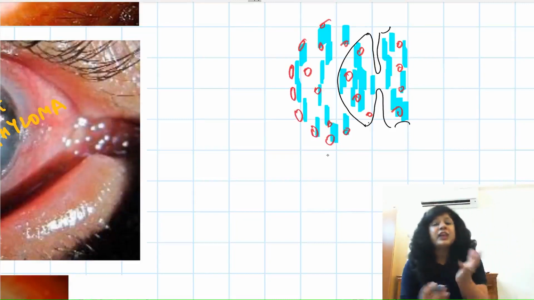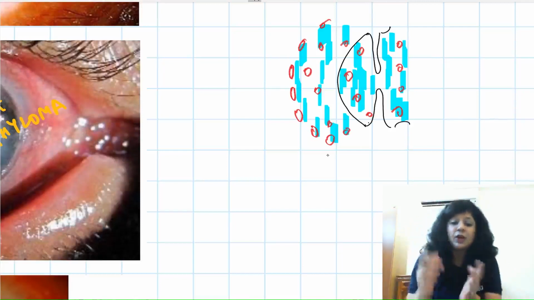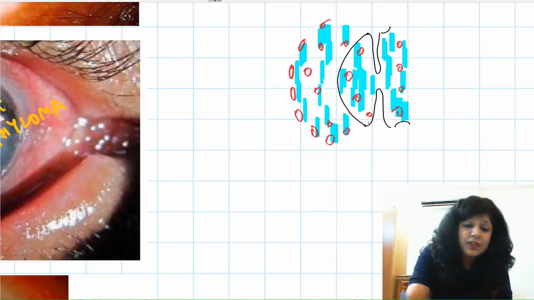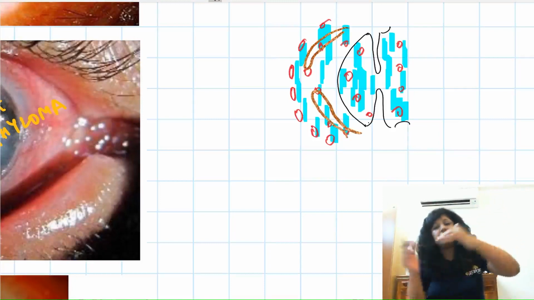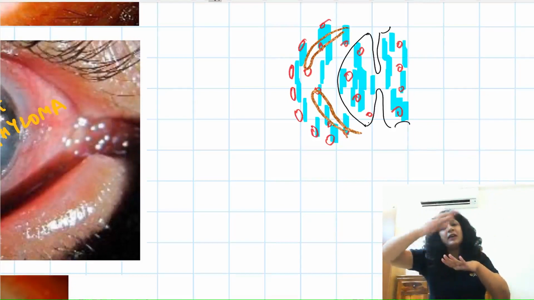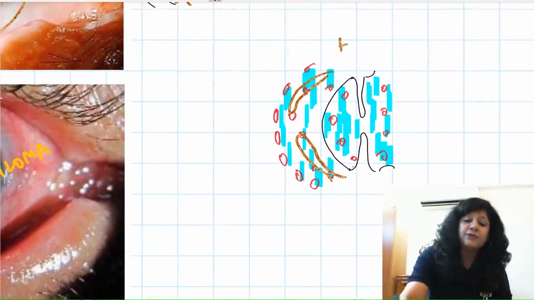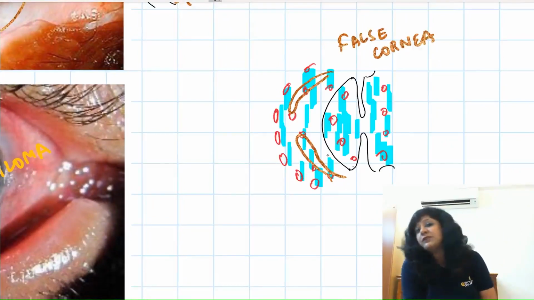Okay, so this covering forms a kind of pseudo cornea, because as soon as there is a total perforation, there will be prolapse of the iris. So the iris has come out and the whole of the aqueous humor has also come out, and these cells have made a layer over the iris. So this is actually called the false cornea, because actually it is not cornea, but it is forming a layer over the iris. That is why it is called false cornea.